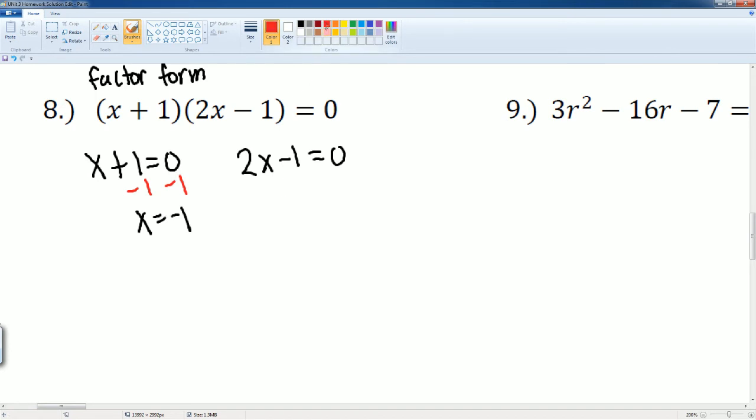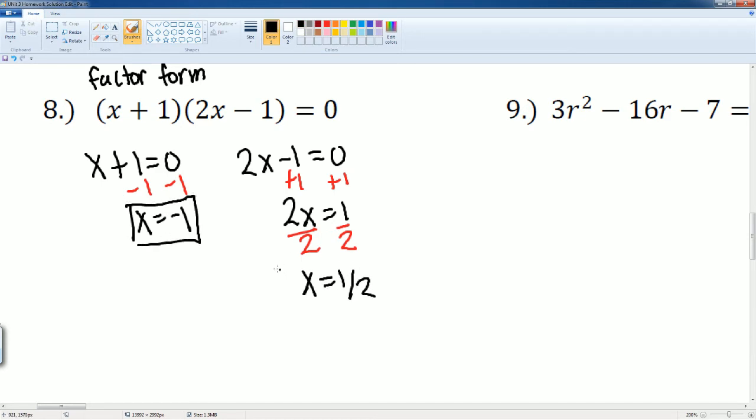Here we can add 1 to both sides of the second equation, giving us 2x is equal to 1. Remember to divide by 2 because you're trying to get x alone, leaving you with x is equal to 1/2. So your two solutions are x is equal to negative 1 and x is equal to 1/2.